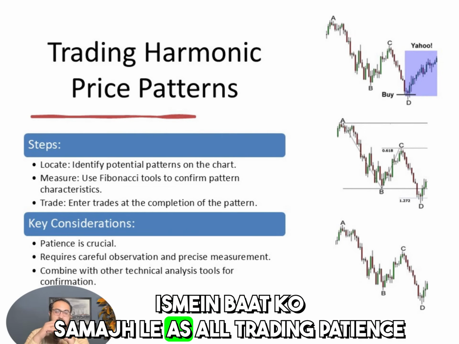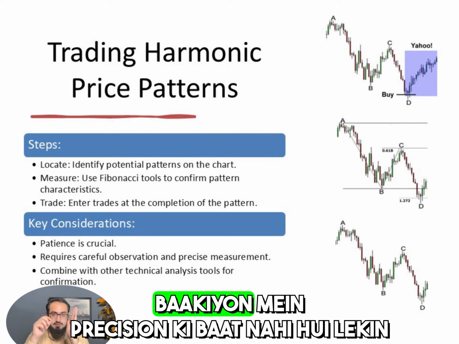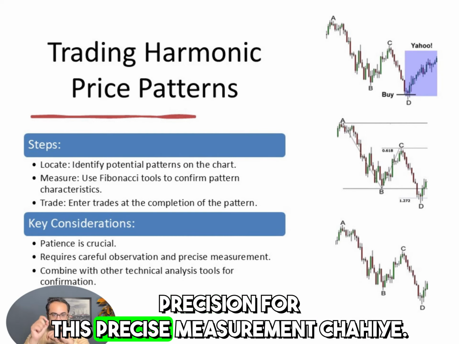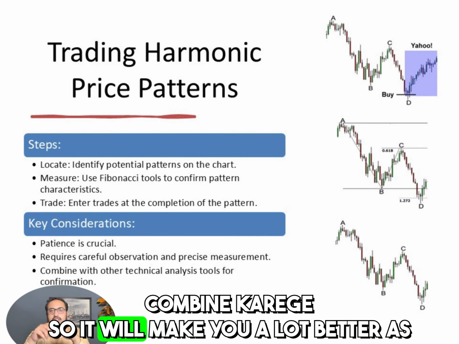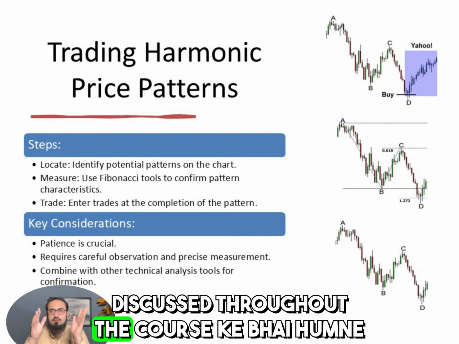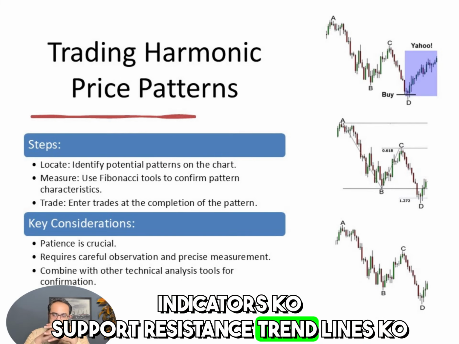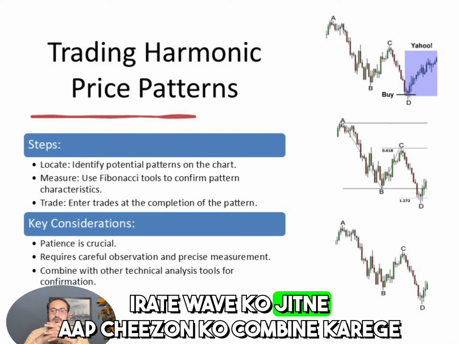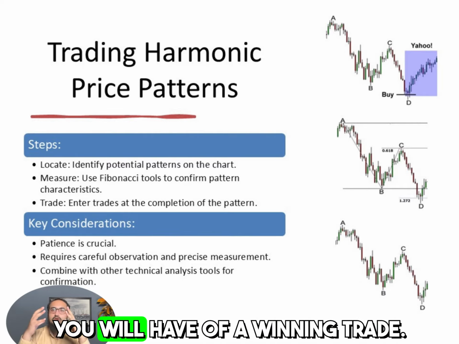Understand this, as in all trading, patience is crucial. Careful observation and precise measurement are needed. Precision may not be a concern in other areas, but in harmonic patterns, always use exact precision for these measurements, and you will combine it with other technical analysis tools. Throughout the course we have discussed that we have to use everything combined: indicators, support, resistance, trend lines, session timings, and these harmonic patterns. The more you combine things, the better filter you will get, the more probability.